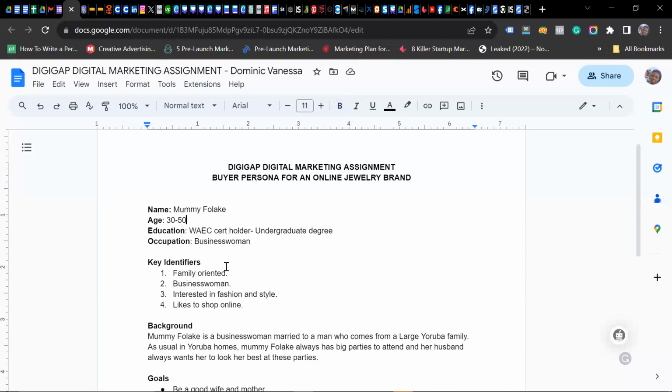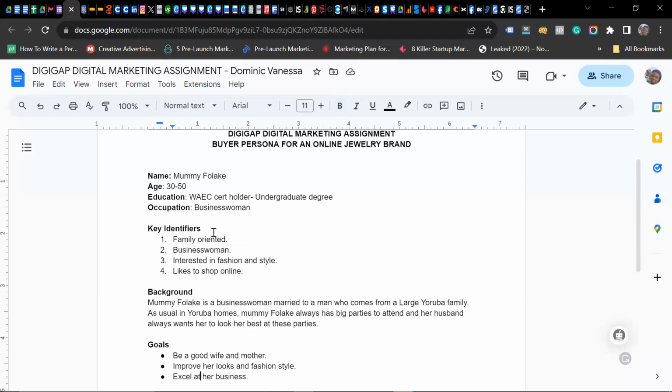What are the key identifiers now? This is how she did that one. There are different ways to do it. There's no laid down or set-in-stone principle. The person is family oriented. She's a businesswoman. She's interested in fashion and style, and she likes to shop online. So she's family oriented, she has a family, and she wants to take care of her family. She's still a businesswoman, interested in fashion and style, and likes to shop online.